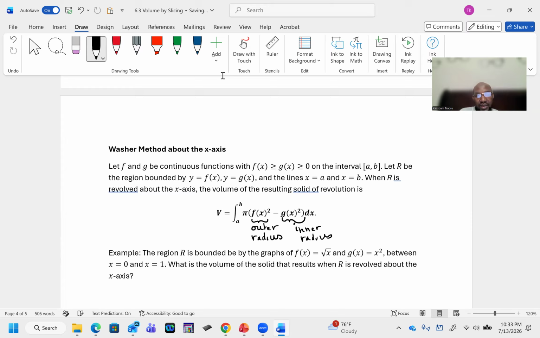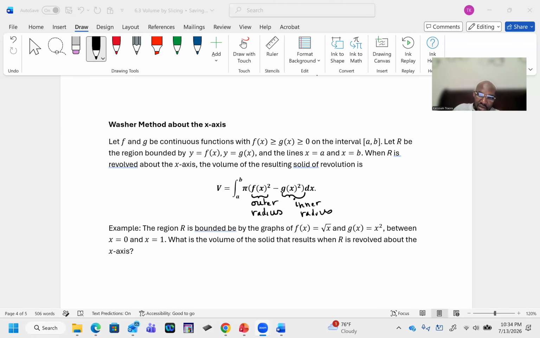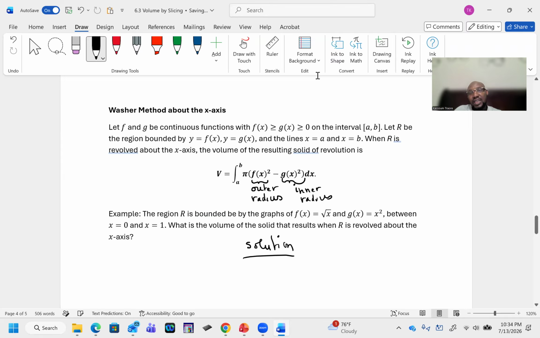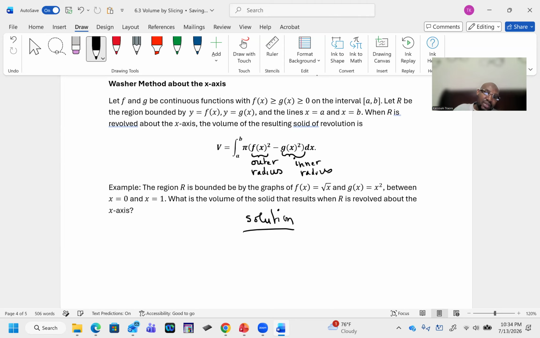So let's do this example. The region R is bounded by the graph of f of x equals square root of x and g of x equals x squared between x equals 0 and x equals 1. What is the volume of the solid that results when R is revolved about the x-axis? So again, you need to have an idea about, in this case, between f of x and g of x, which one is the inner and outer radius, okay? And you can only do that by graphing or have an idea about how the graph will be.